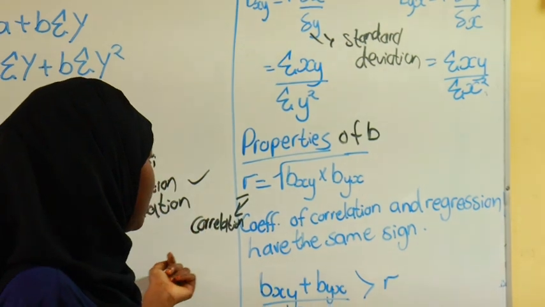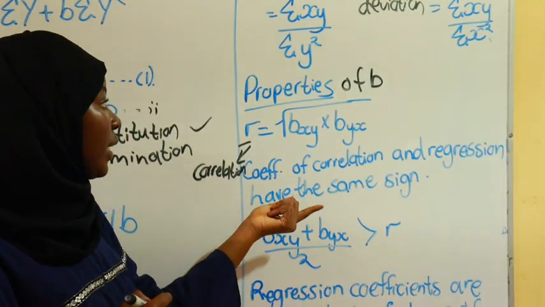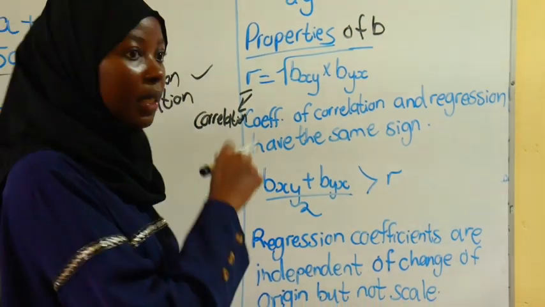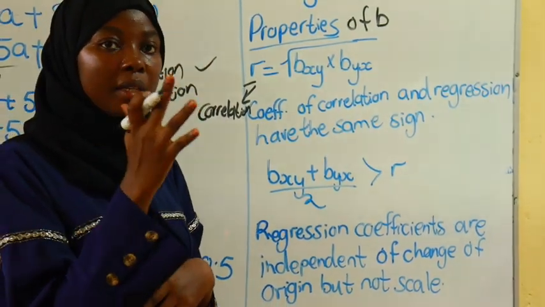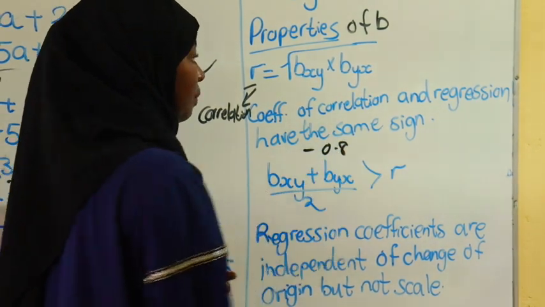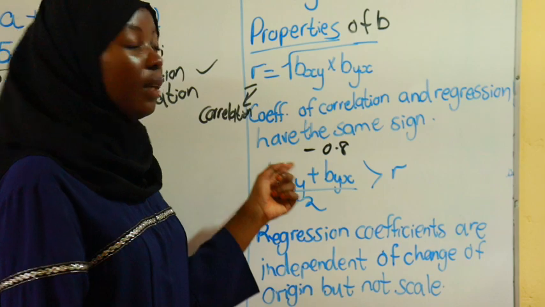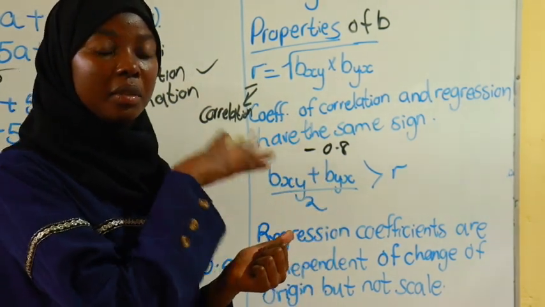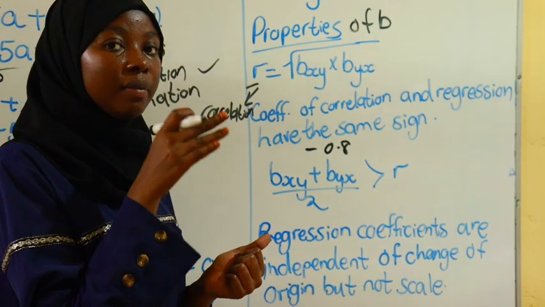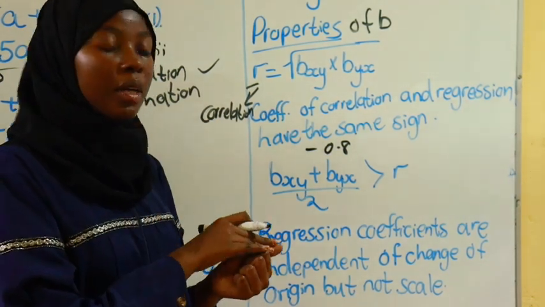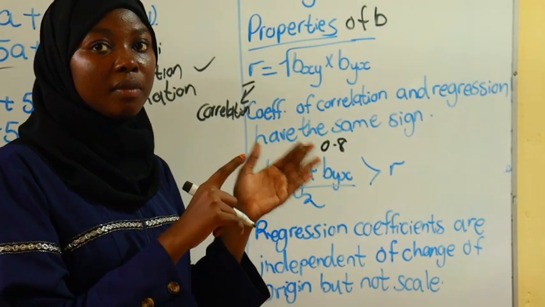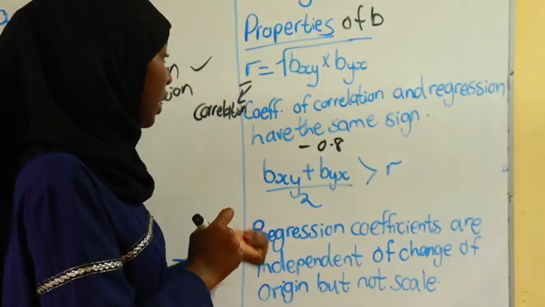Okay? The other property is the coefficient of correlation and regression have the same sign. So if you're doing the same question, you've been given the same data set, and you've been asked to find the correlation, maybe you got negative 0.8 as your correlation. Your regression also, when you calculate it using the method of least squares, you should also get a negative answer. If you get a positive answer, just know that somewhere you've gone wrong. Your correlation and your regression are supposed to have the same sign. If they're positive, they're both positive. If it's negative, they're both negative.